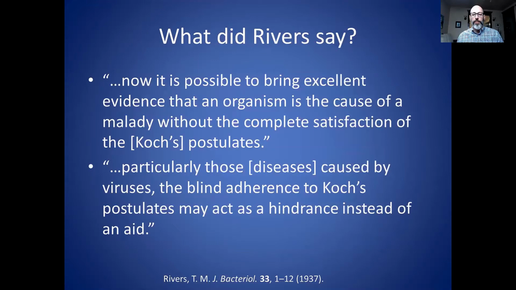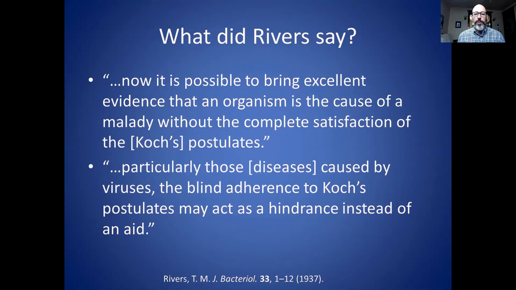So I went and looked at Rivers' article from 1937 where he laid out these 6 criteria. And I found a few interesting quotes to help us learn in a little bit more detail what he was saying. So the first quote, "Now it is possible to bring excellent evidence that an organism is the cause of a malady without complete satisfaction of Koch's postulates." So basically he's saying that you can skip the steps that are not included in his criteria and still prove that a virus causes a disease.